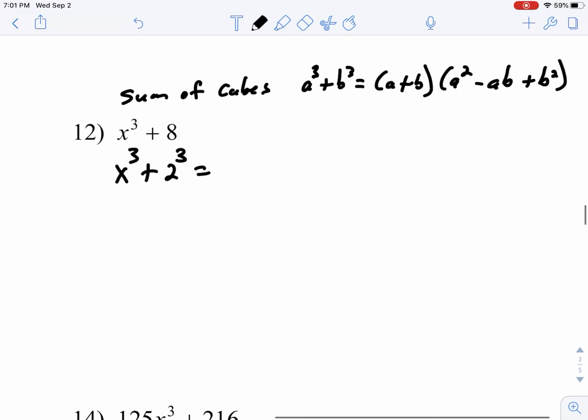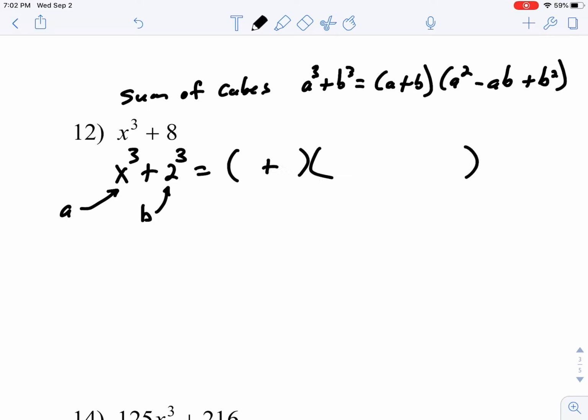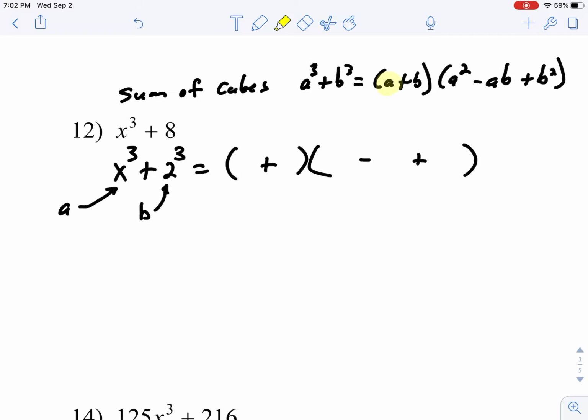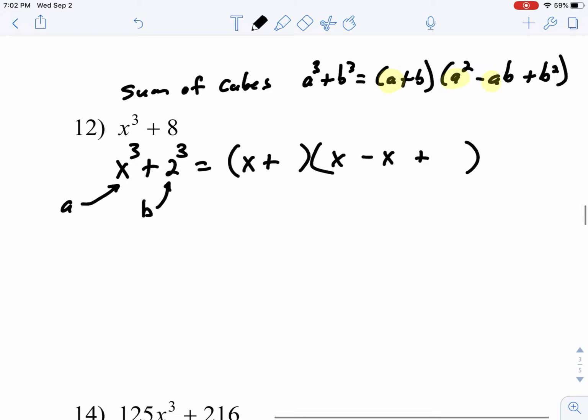So in this particular problem, a is the x and b is the 2. B is not 2 cubed, a is not x cubed. A is just the x, b is just the 2. So what I need to do is recreate this formula up here. Plus sign, a minus sign, a plus sign, okay? Everywhere you see an a, I'm going to write x. x, x, x. Now, this one has a square on it, so I need to put a square on it.